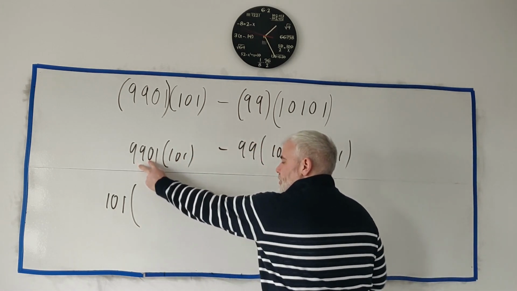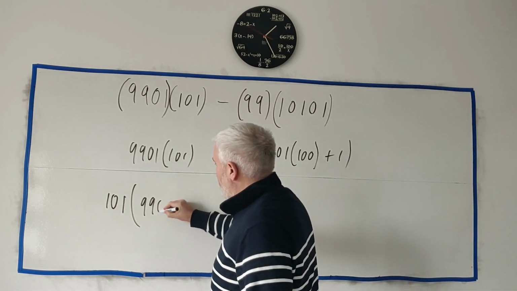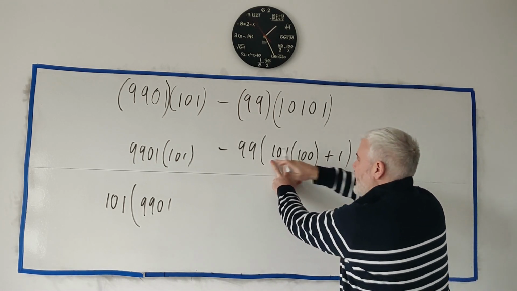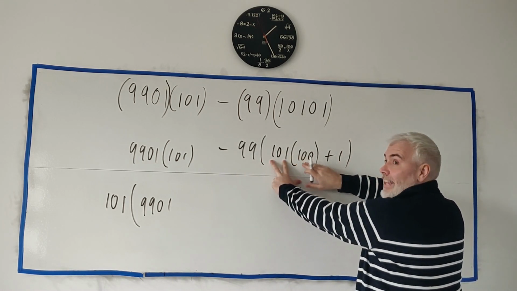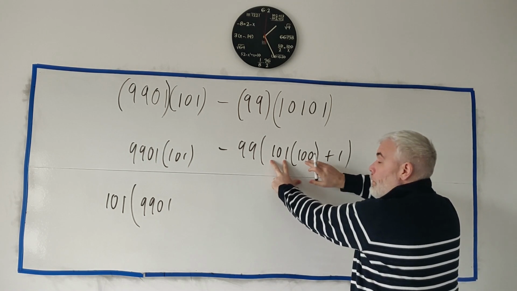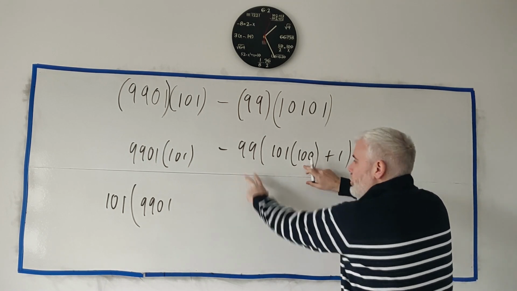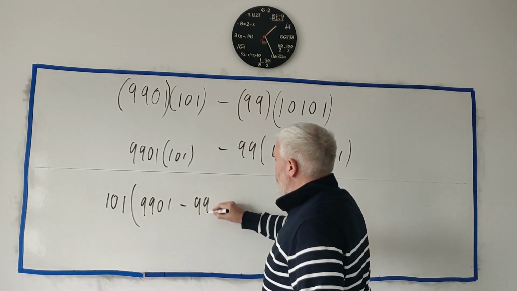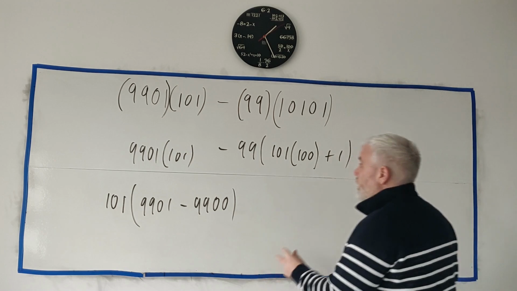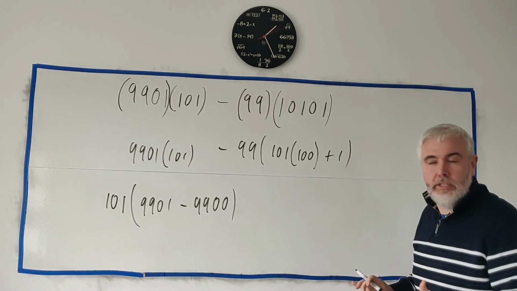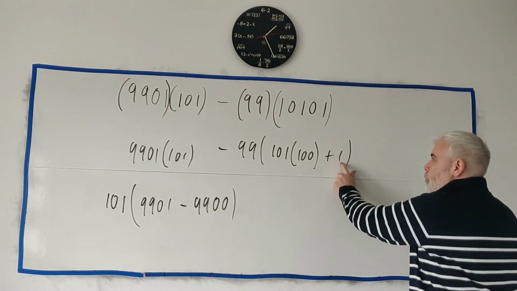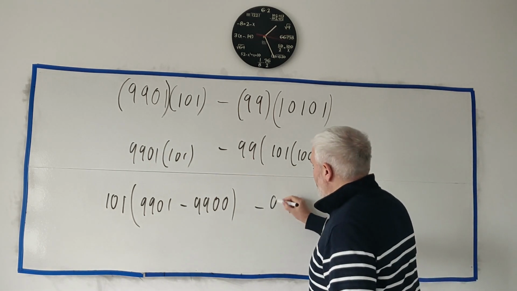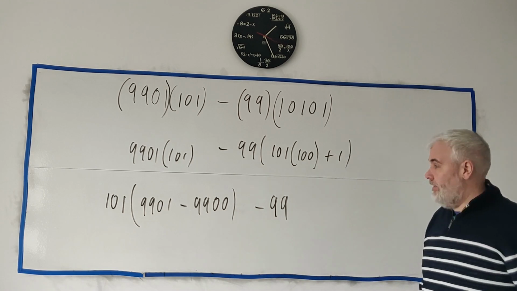101 multiplies by this number, 9,901. 101 also multiplies by this 99 and this 100. So we multiply them together. 99 times 100 and this minus out front gets us 9,900. And what's left? What term did we not deal with at all? This one here. This one will multiply by this minus 99. So we'd be left with a minus 99 at the end.